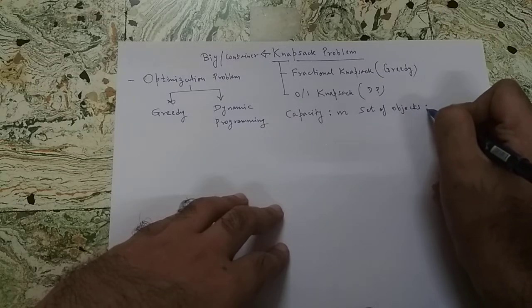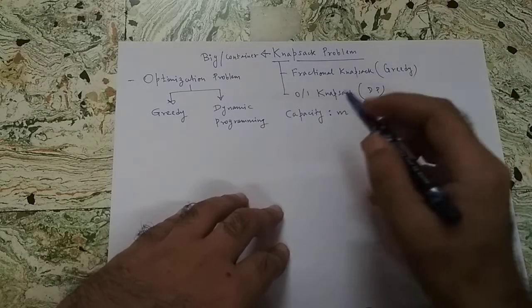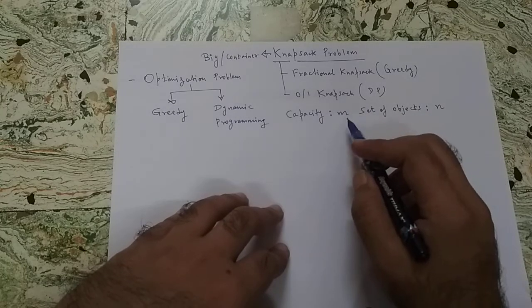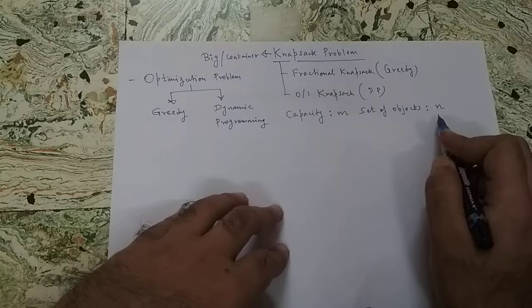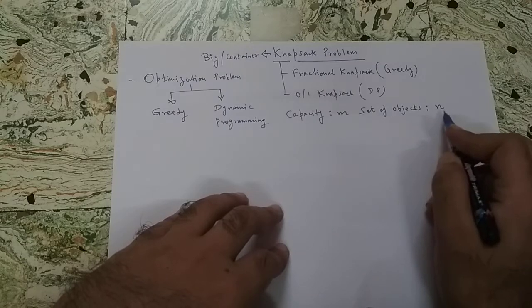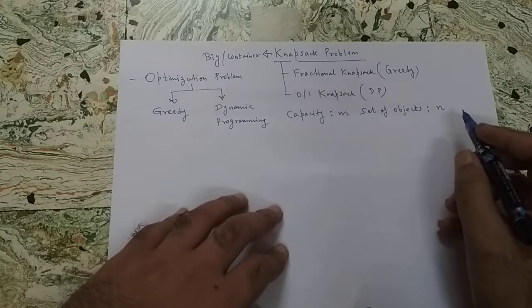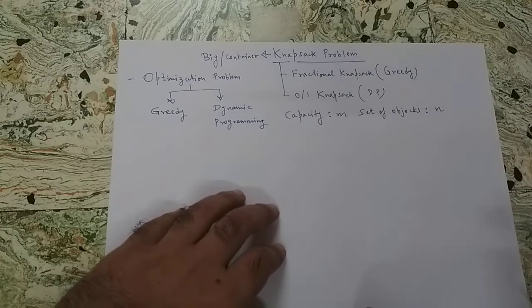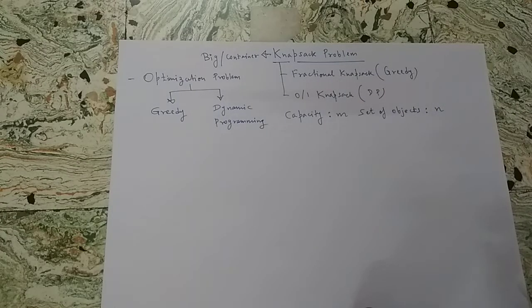We will denote the capacity of the knapsack, that means the maximum weight that it can accommodate, with the variable M, and we will denote the number of objects that are given to us by the variable N. So given a knapsack of capacity M and a set of objects N with values or profits and weights, we have to fill up the knapsack to maximize the profit. The objects may be divided into fractions.